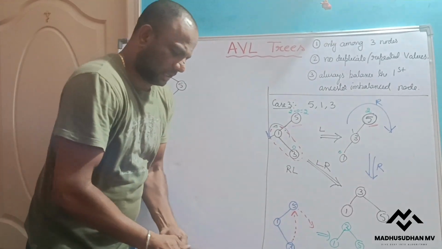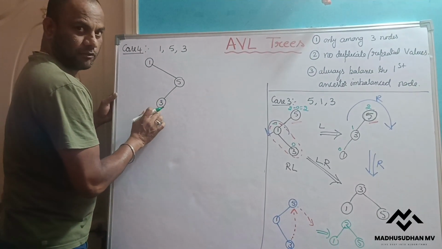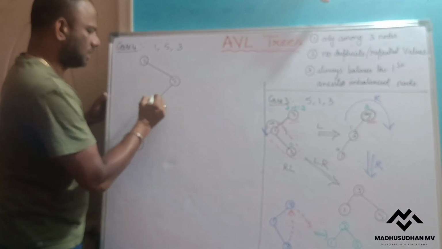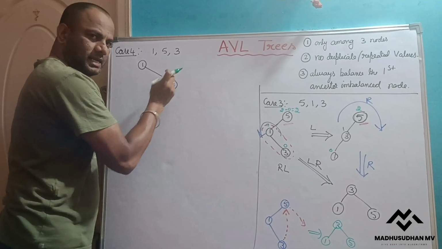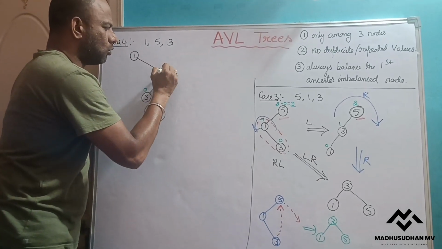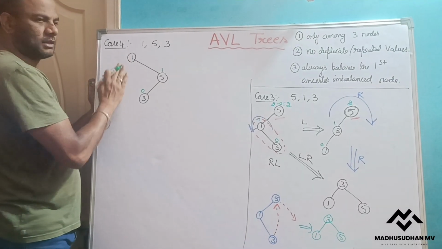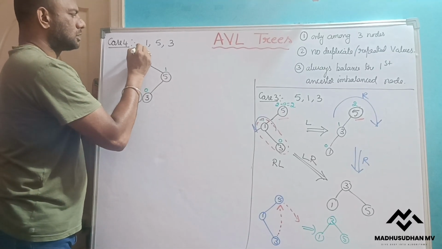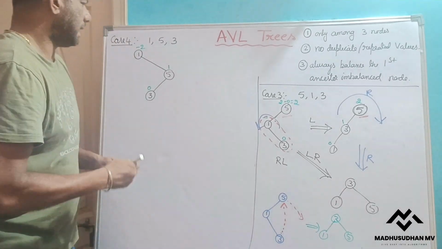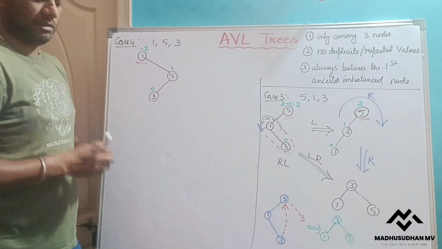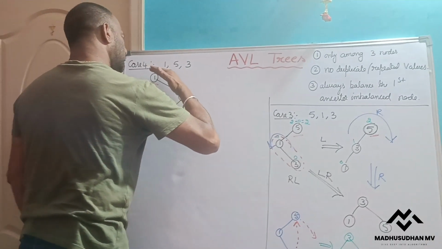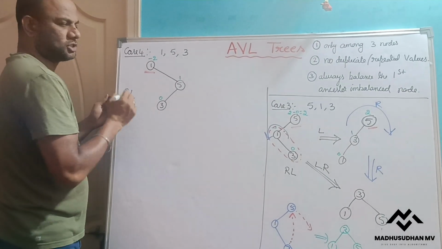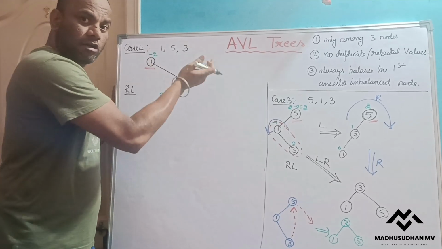Now check the balance factor again. Leaf node, no edges, 0 left subtree, 0 right subtree, 0 minus 0 is 0. Now 1 edge here, 0 edge here, 1 minus 0 is 1, and here the left subtree has nothing, but the right has 2 edges, 0 minus 2, this is minus 2. So this node is again imbalanced. Here we got imbalanced because first I inserted to the right, then I got left. That means this is because of right left insertion.